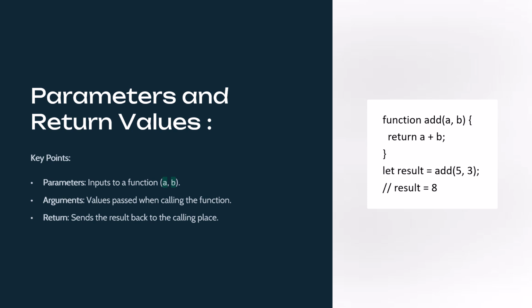Let's talk more about parameters and return values. Parameters are like input names, for example a and b. Arguments are the real values you pass when calling the function. For example, add in brackets 5 and 3. A return sends back a value.